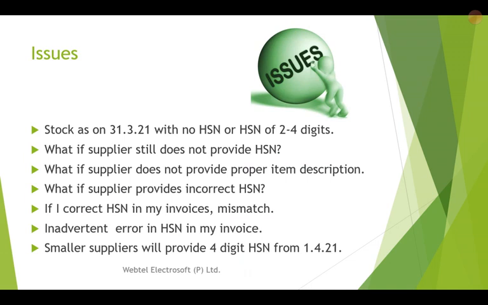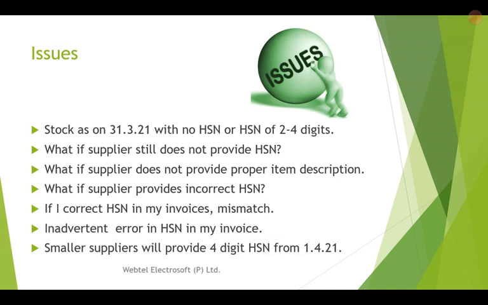Then there are some issues which we can now think of, like what will happen to stocks as on 31st March 2021, because in many cases we may not have any HSN or only HSN of 2 or 4 digits. But when we sell to our parties, we will have to give 4-digit or 6-digit HSN depending on the turnover in the previous year. Then similarly, what if the supplier still does not provide HSN? It is our duty to provide HSN in the sale invoices, but what if the supplier does not provide and we do not have the proper HSN?